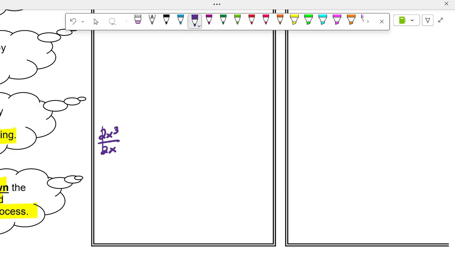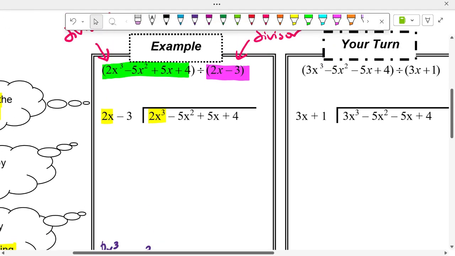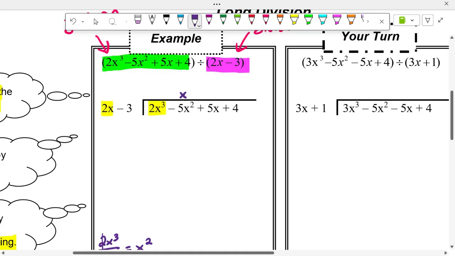Now, when we divide exponents, what are we actually doing to them? Subtracting. So x cubed divided by x is what? X squared. So before I do anything else, I'm going to come back up here and I'm going to write the x squared over top of where the other x squared is. Now what we're going to do is multiply that x squared to our divisor.